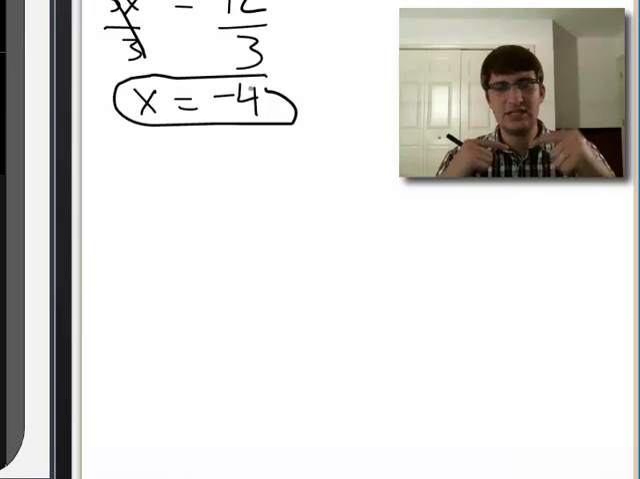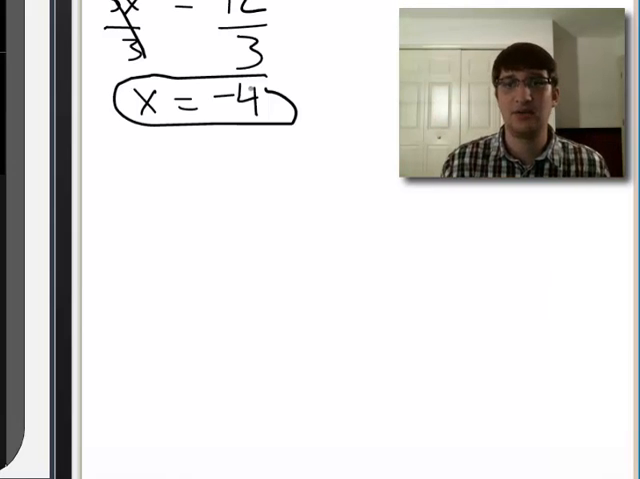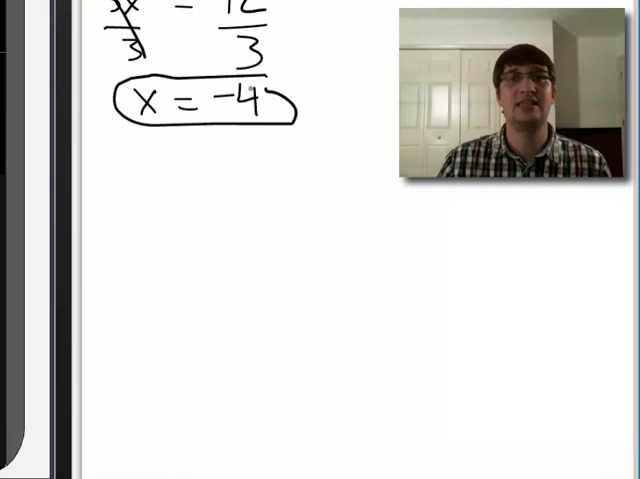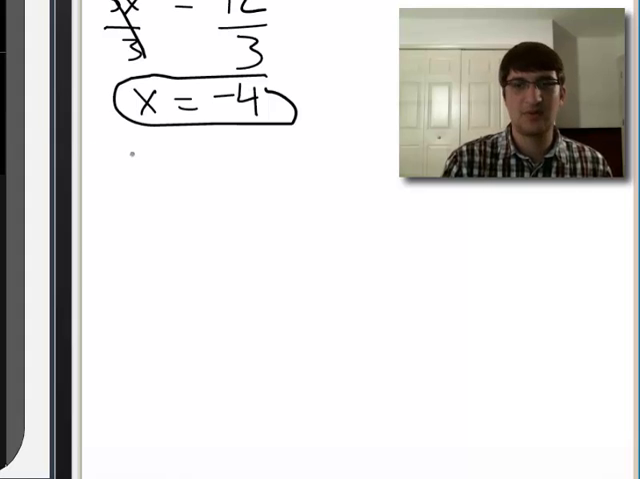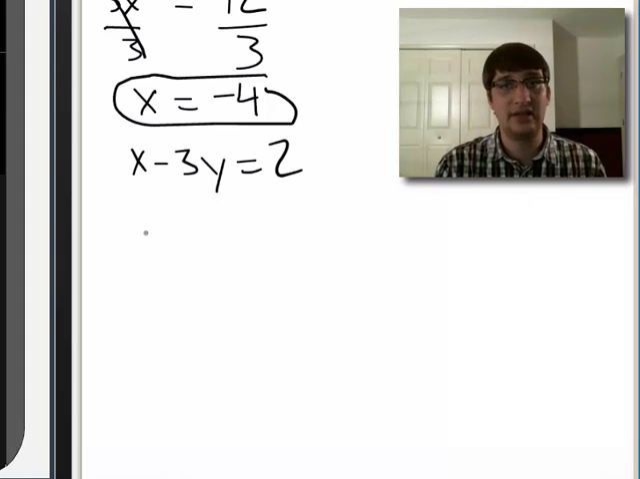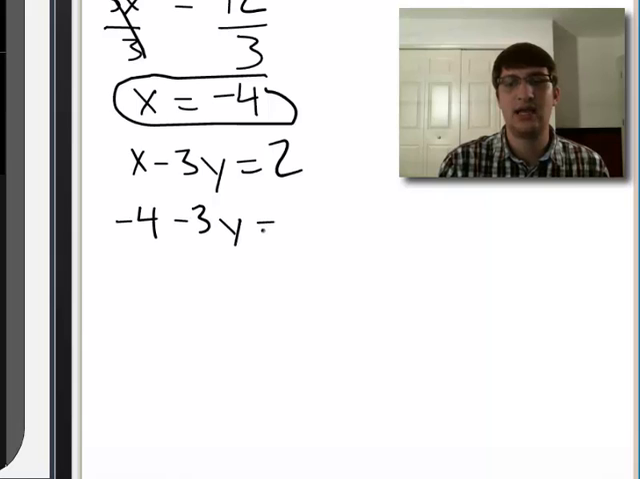Now, none of these equations are very easy to solve for y because none of them have y equals like the other ones. So we're just going to have to pick one of those original equations, plug in for x, and then solve for y. I'm going to use the top equation. I'm going to rewrite that because I kind of made a mess up there. I got x minus 3y equals 2. And I'm going to use x equals negative 4 to plug in for x. So I got negative 4 now instead of the x, and then I get negative 4 minus 3y equals 2.